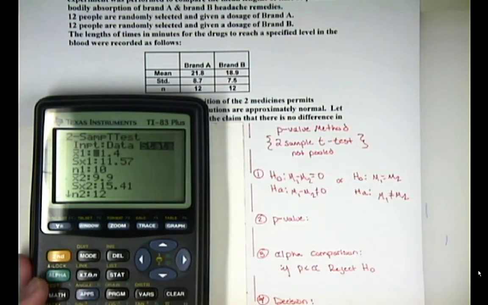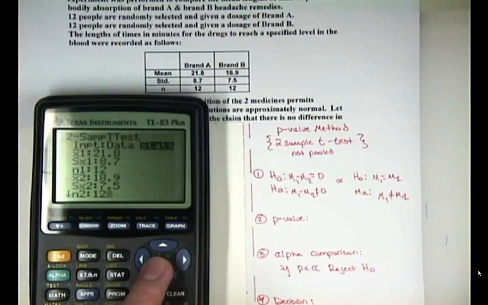X1 is going to be brand A, so that's 21.8. Standard deviation of X1 is going to be the standard deviation of brand A, which is 8.7. N1 will be the brand A sample size, which is 12. And X bar 2, we're going to let that be the mean of brand B. SX2 is the standard deviation of brand B. N2 is the sample size of brand B.